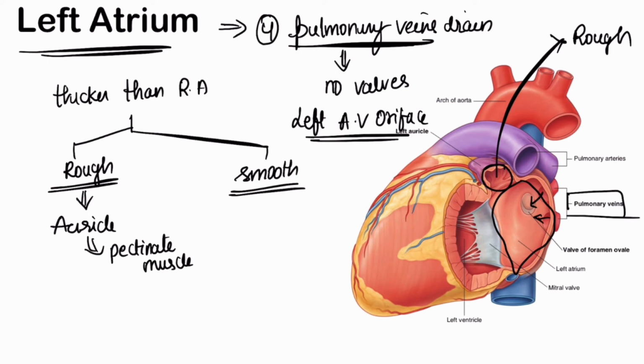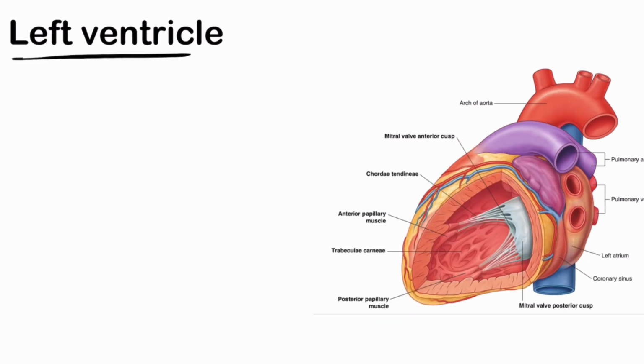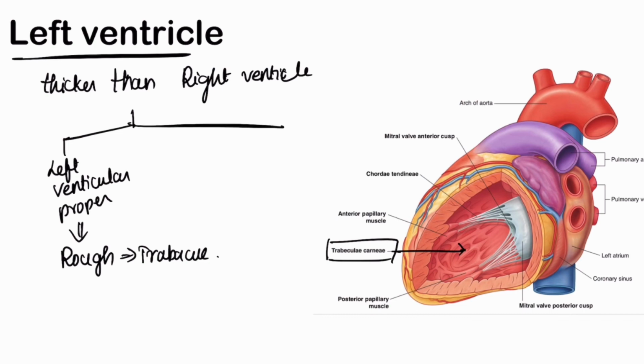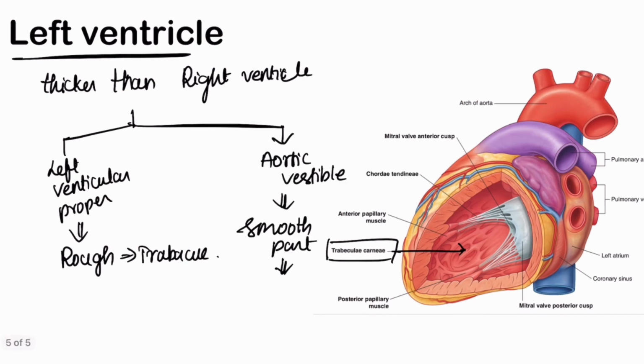Now let us look at the left ventricle. The left ventricle is thicker than the right ventricle. It is divided into two parts: the left ventricular proper, that is the rough part, which contains trabeculae. This is the rough part here, which contains trabeculae carneae, and it also has the smooth part, which is known as the aortic vestibule. This opens into the aortic orifice. Here we have an opening for the aorta, which is guarded by the aortic valve.